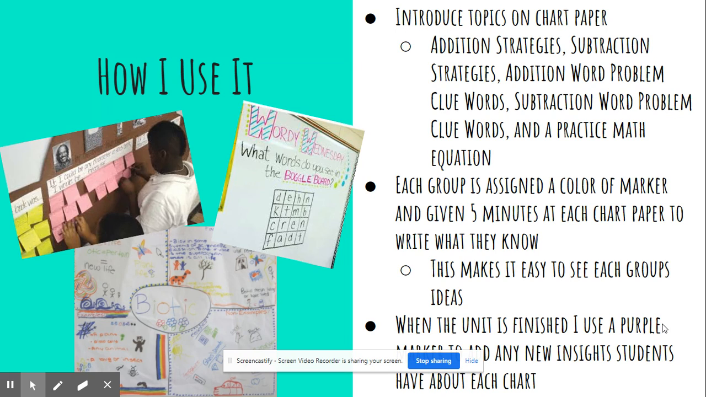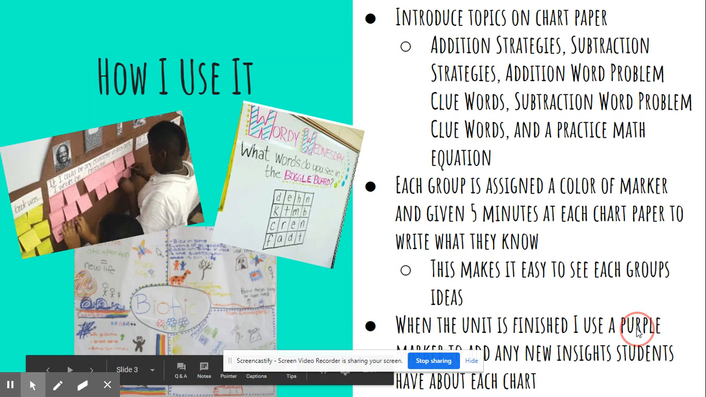But then at the end of the unit, when everything is finished, I pull the charts back out and I have students help me use a purple marker to add whatever they've learned. So if they've learned something new, if we learned a new strategy in second grade than what they did in first, we can add it to the board as showing growth in that area. Or if they learned new clue words for different things, we usually add those to the chart. So that way they can see this is where we started, but this is how much we have grown and learned in our unit. So it's really nice for them.